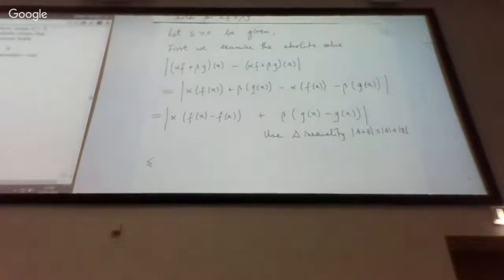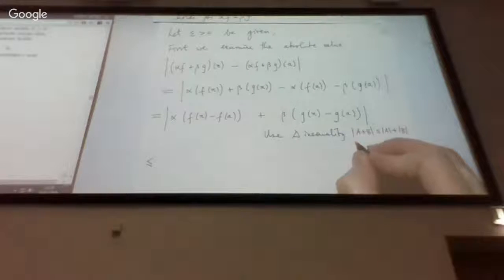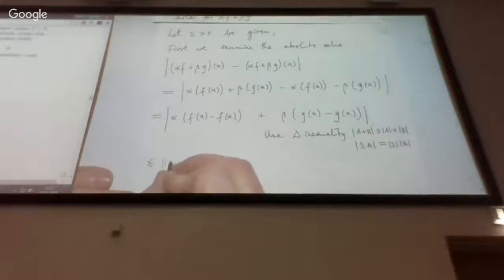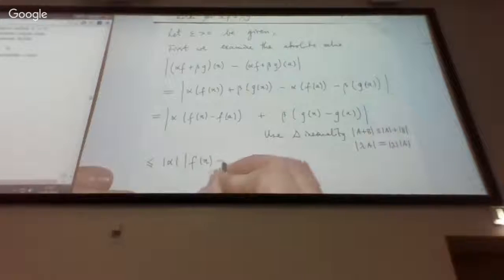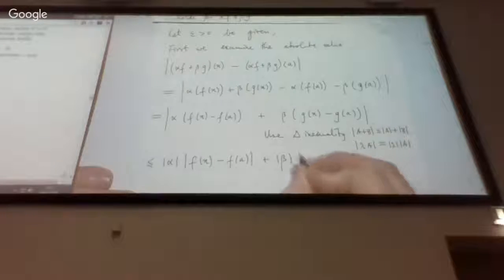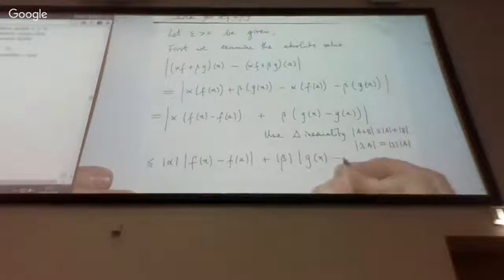And we also use another property of absolute values, that if you have a scalar, lambda times A, that's going to be equal to the absolute value of lambda times the absolute value of A. So the absolute value of a product is the product of the absolute values. So I can take this out now as the absolute value of A times the absolute value of f of x minus f of A plus the absolute value of B times the absolute value of g of x minus g of A.